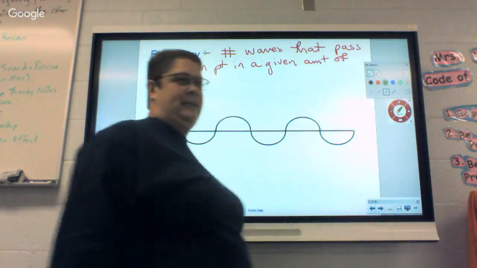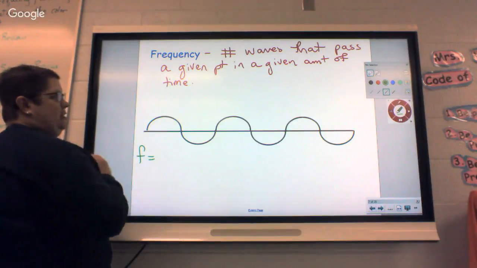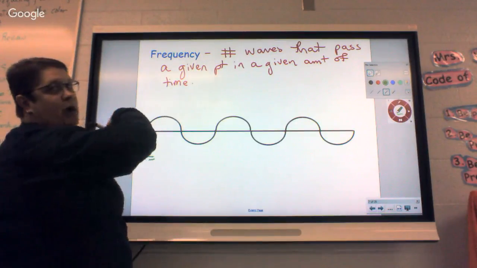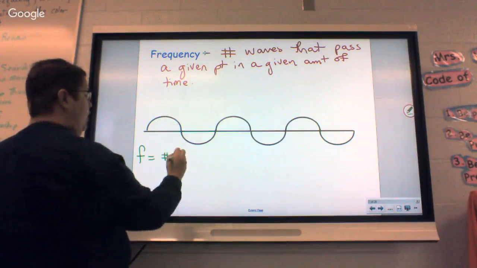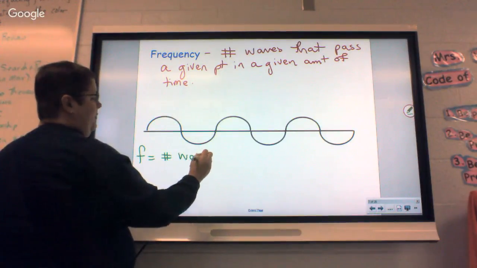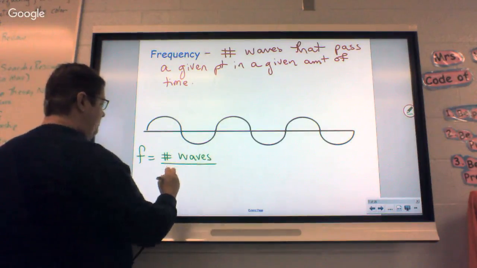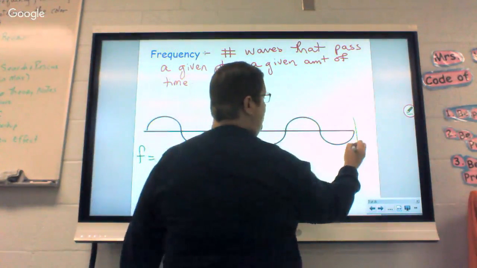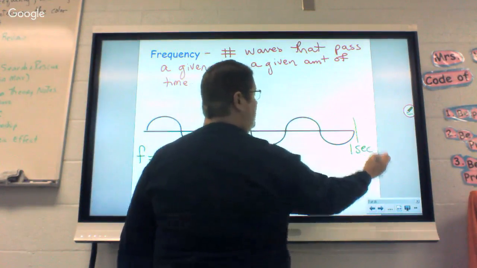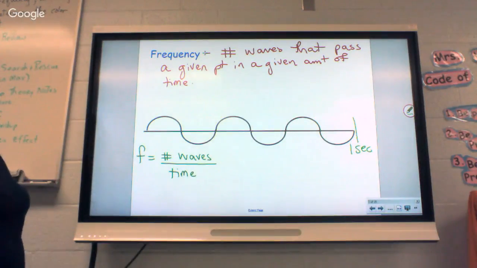All right, so tell me this. So we're going to find frequency. So frequency is calculated by doing what? The number of what? Over the what? Amount of time. Over the time. All right, let's just say, we're going to make our math easier. We're going to say our time is 1 second because I'm lazy that way. So, how many waves do I have?